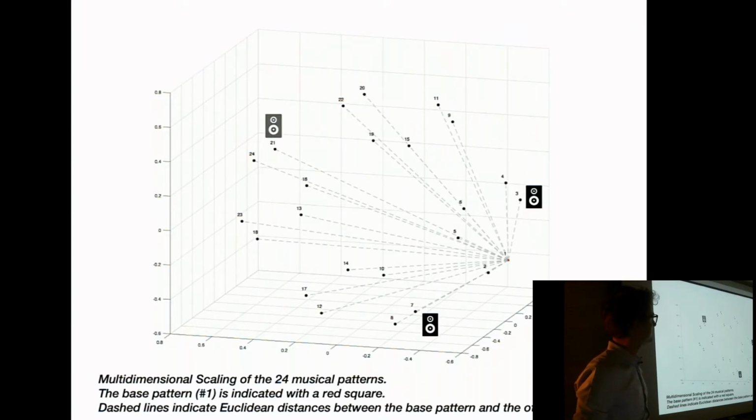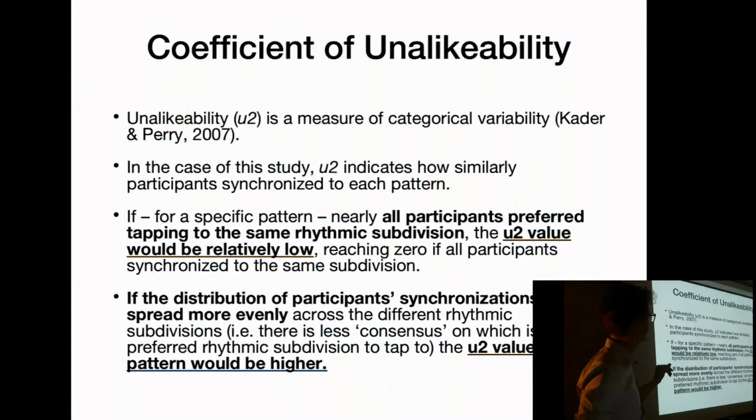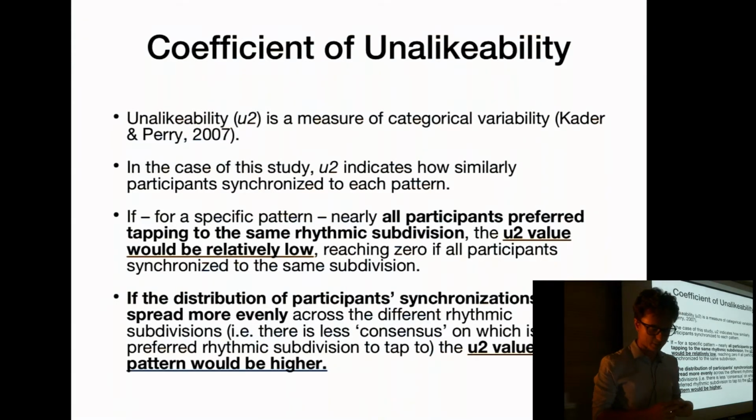And 21 up there, lots of permutations, so the distance is actually bigger. Okay. So what we wanted to do here was to correlate this distance measure with another measurement that we got from the data, which is the coefficient of unlikability, which perhaps not everyone is familiar with.